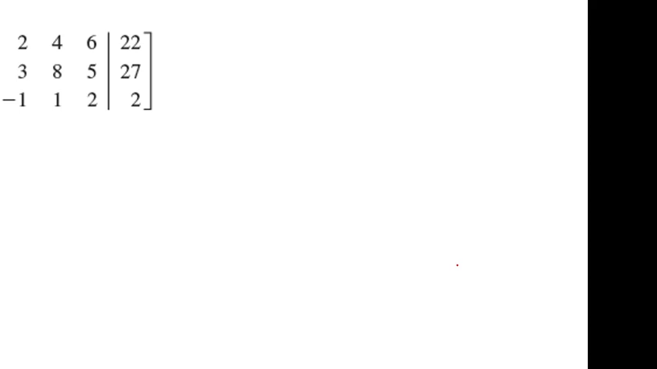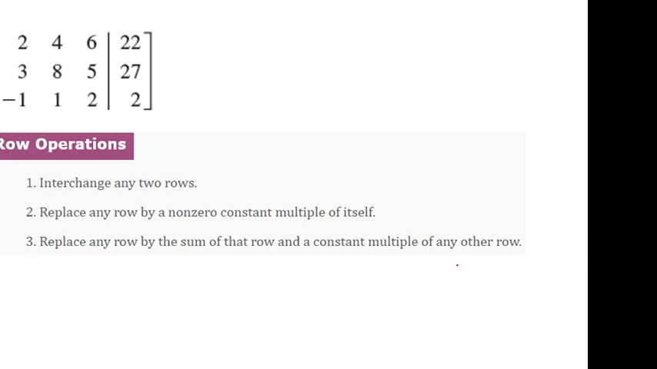So let's suppose we had a system of equations, for example, 2x plus 4y plus 6z equals 22, 3x plus 8y plus 5z equals 27, negative 1x plus y plus 2z equals positive 2, and we want to put it in reduced row echelon form. In order to do that, we use what are called row operations. The row operations are the same operations as what you can use if you actually had the equations.